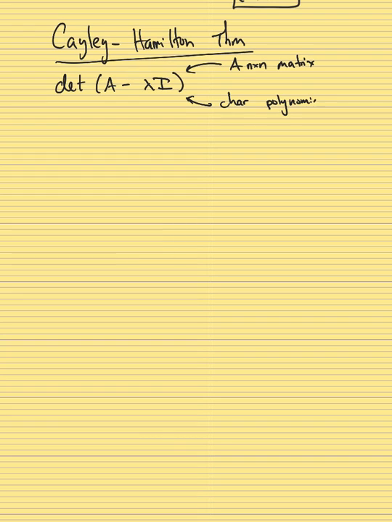And I said, well, it's a polynomial of degree n, and it actually turns out to be a monic polynomial, so it looks like lambda to the n plus a_{n-1} lambda to the n minus 1, all the way down to a1 lambda plus a naught, where these a_i are in your field. Let's just say real or complex numbers. And now what we can do is plug A into this equation.